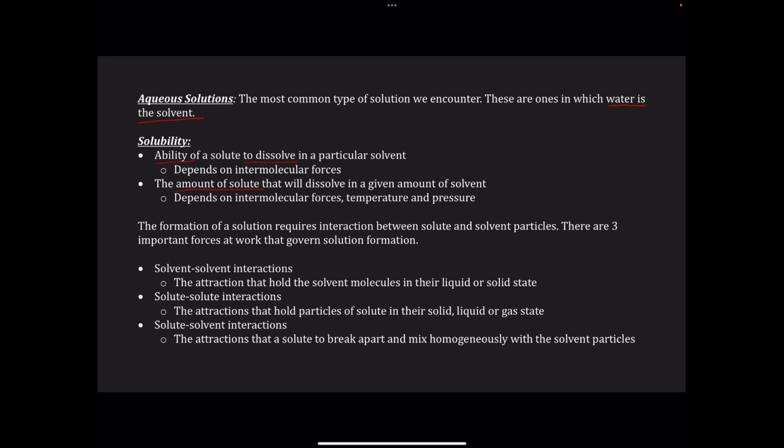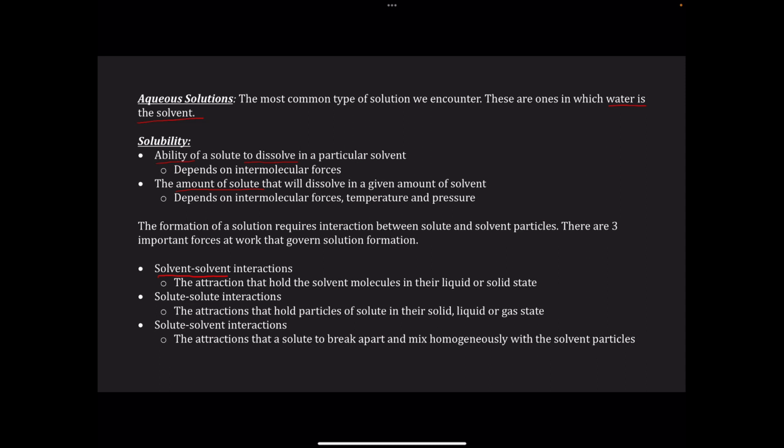Now, the formation of a solution requires that there is interaction between our solute and our solvent particles. And there are three important forces at work that govern solution formation. We have our solvent-solvent interaction. So before we even mix our materials, I've got my solvent. So say my solvent is water, and water is in that liquid phase. There are intermolecular forces that are holding the water particles together in that liquid phase.